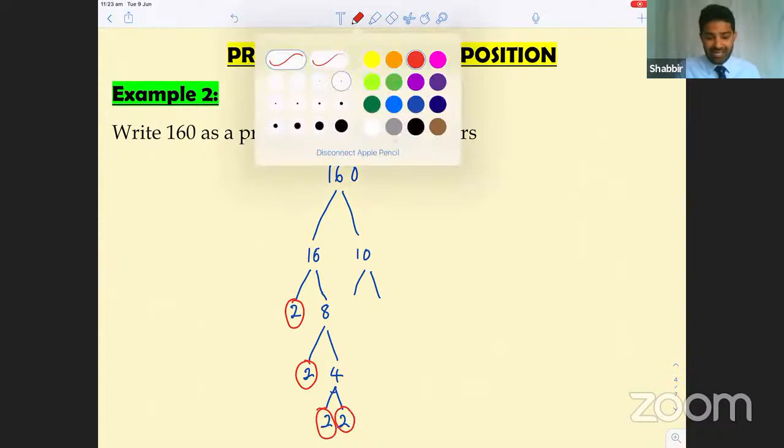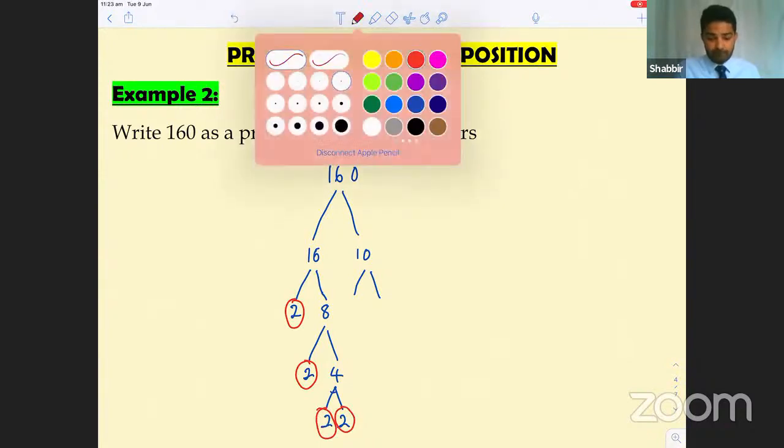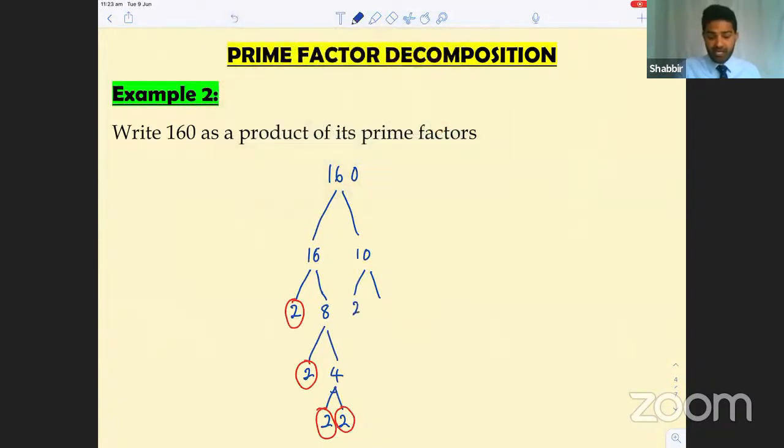So let's go back to 10 and do the same with that. So 2 times 5 make 10, circle the 2 and the 5 because both of them are prime. So 160 as a product of primes is all of these numbers that I've circled multiplied together. So the answer would be 2 times 2 times 2 times 2 times 2 times 5.